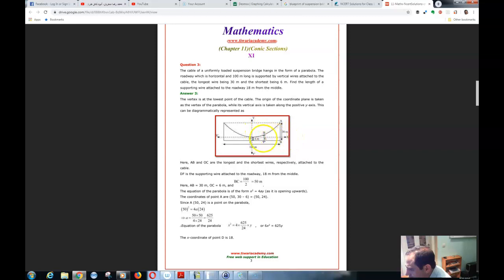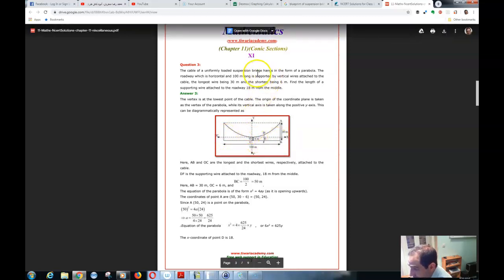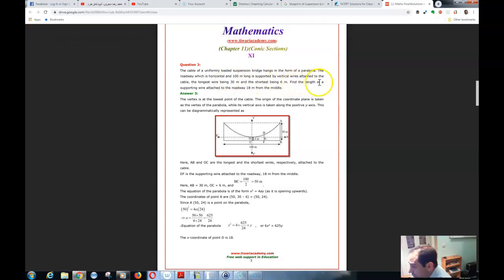So now they've taken this line as the y-axis, this line as the x-axis. You want to find the length of a supporting wire attached to the roadway. So it seems that there are all of these wires all across here, meaning that the cable, which is in the form of a parabola, is just connected to this road using all of these supporting vertical wires all along, basically. And as you just keep going, the lengths of the wires, of course, vary depending on where you are along the road. So you want to find the length of a supporting wire attached to the roadway 18 meters from the middle. 18 meters from the middle.